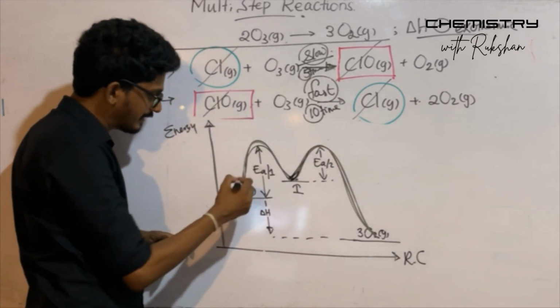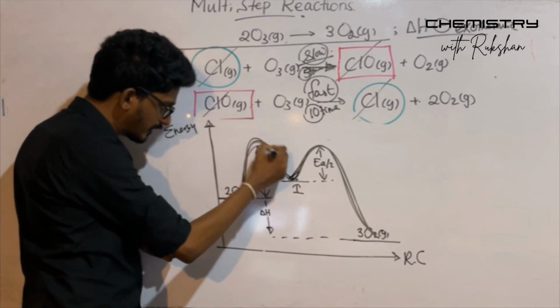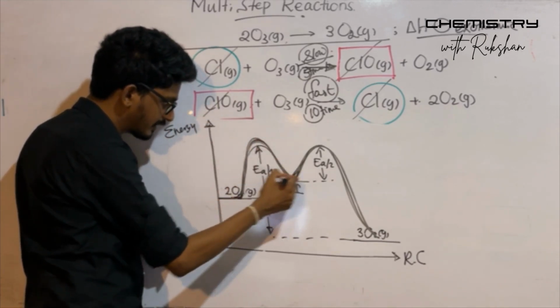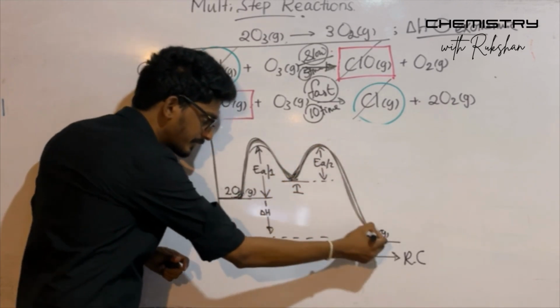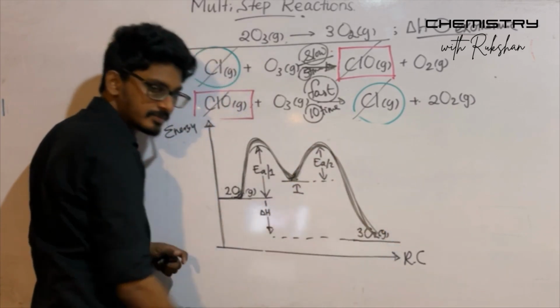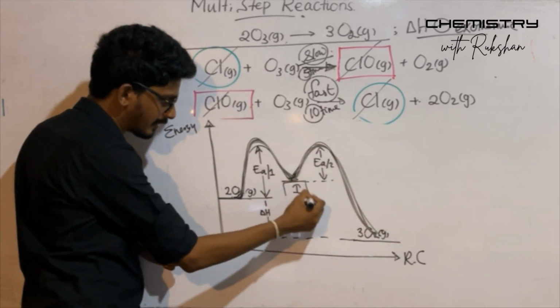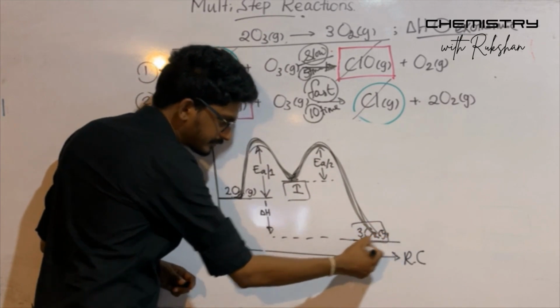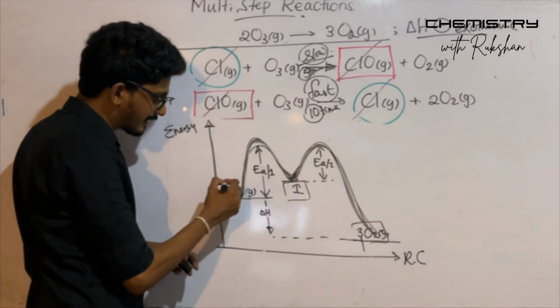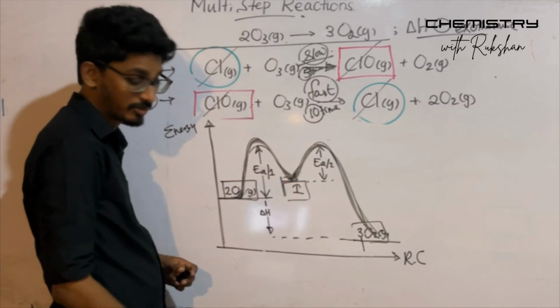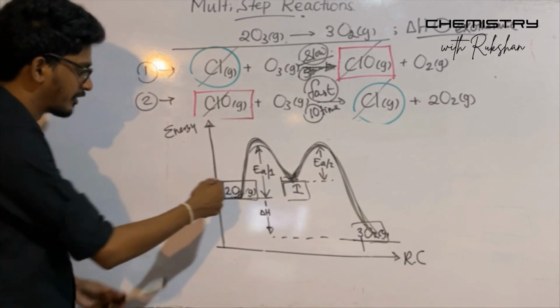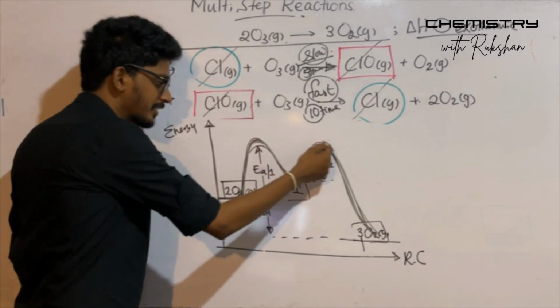Right? That is the second step. This is the first step. Here to here, first step. This is the second step. This is the reactants of the second step, and these are the products of the second step. These are the reactants of the first step, and these are the products of the first step. So this is your first step, and this is your second step.